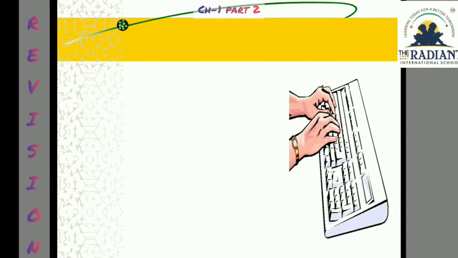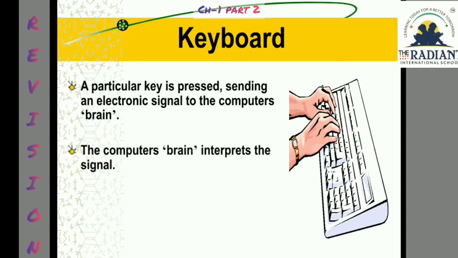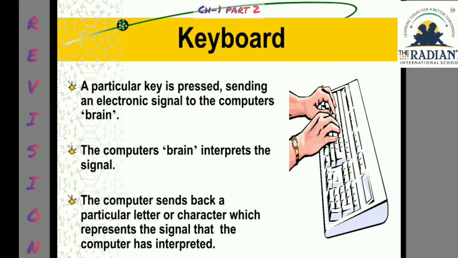Input, processing and output. Look at this picture. Keyboard. Keyboard is a part of computer. When a particular key is pressed, it sends an electronic signal to the computer's brain, right? The computer's brain interprets the signal. How the keyboard works is explained over here.